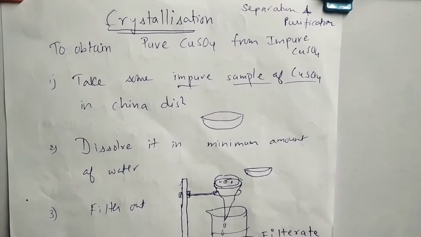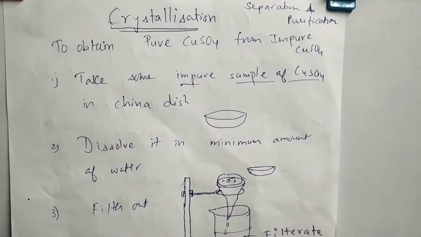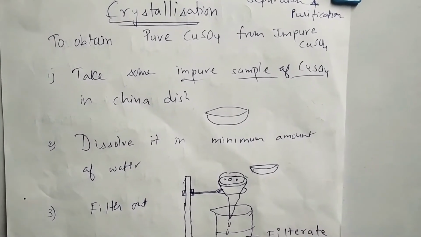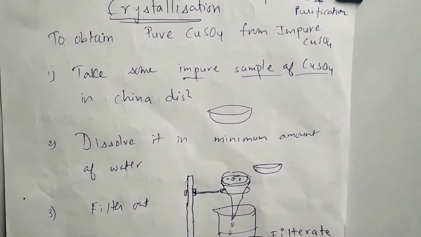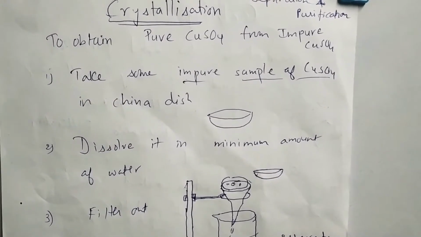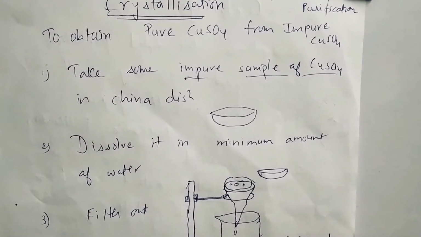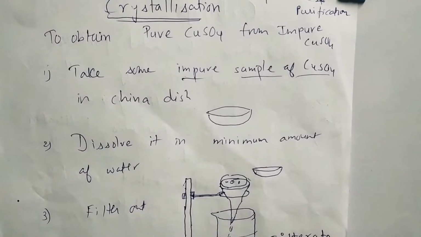Good morning, students. Today we're going to talk about crystallization. It is a separation technique as well as a purification process. In this process, we're going to see how to get pure copper sulfate from impure copper sulfate.